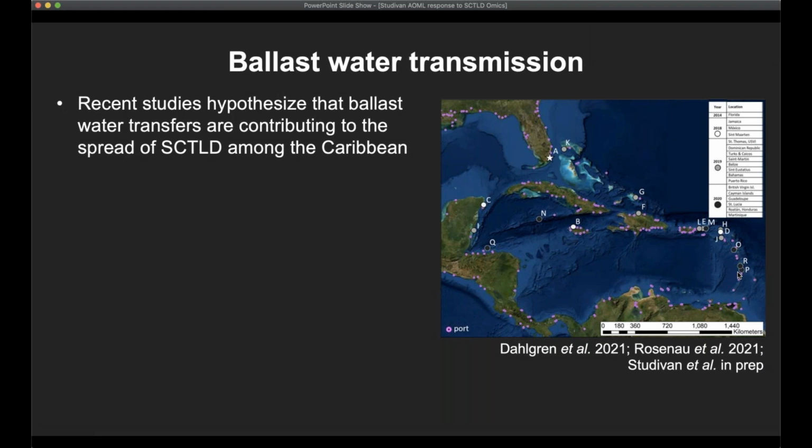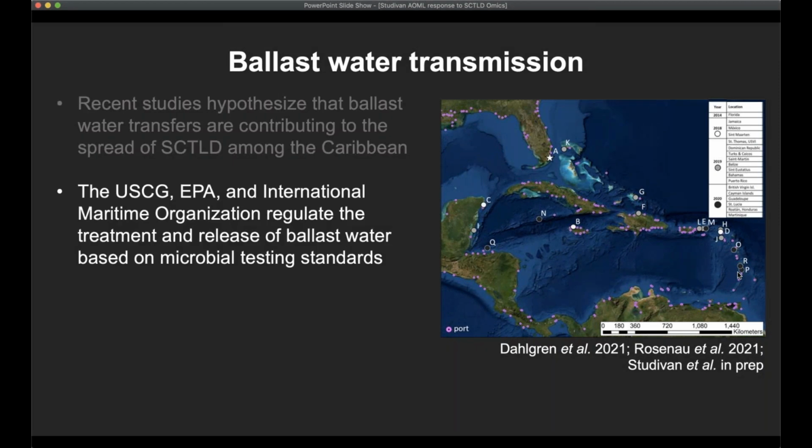There aren't many, I'm sorry, my Siri just popped up. There aren't many oceanographic currents that might connect reefs in Florida with these reefs. And so this one study led by Rosenau found some interesting comparisons to be made between ballast water transfers and subsequent SCTLD observations. So they hypothesized that ballast water might be contributing to that spread.